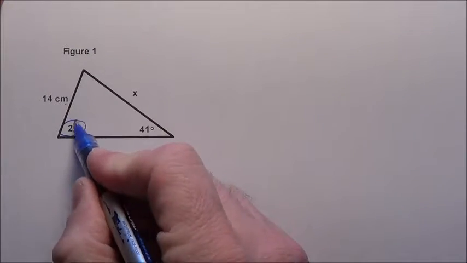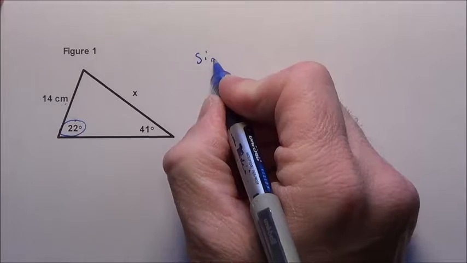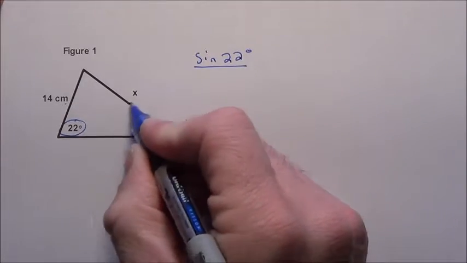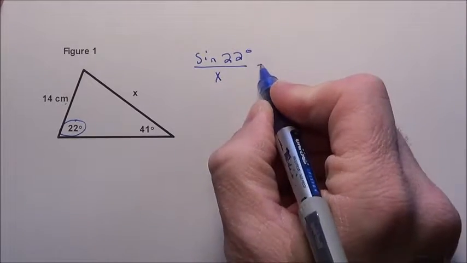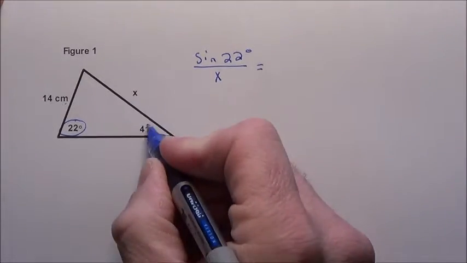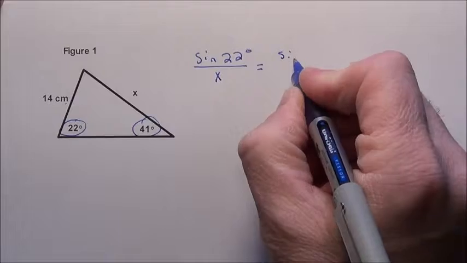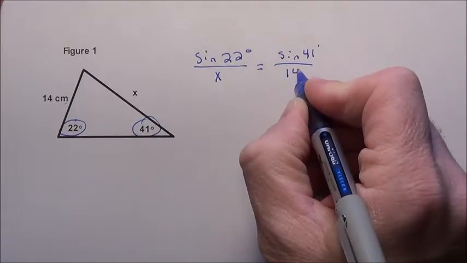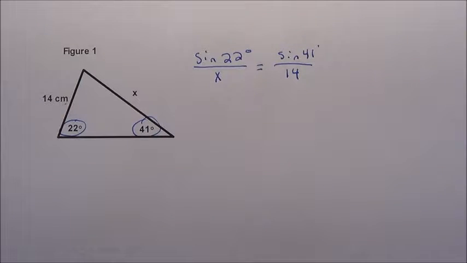It's going to be the sine of 22 degrees over its opposite side, the side across from it, which in this case is x. That'll always be equal to the sine of the other angle, which is here 41 degrees, over its opposite side, which in this case is 14. I just set up a proportion every time. That's what the law of sines does.